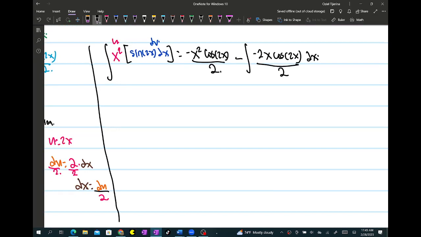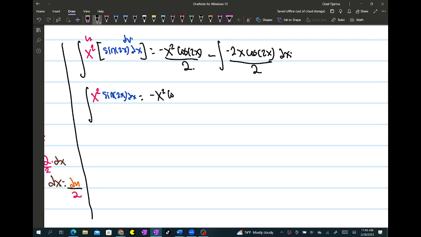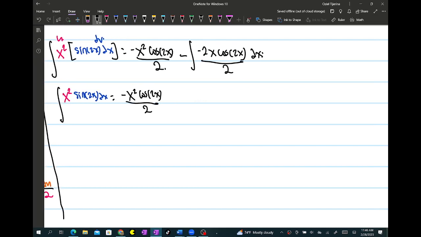But again, I want to do it very slowly because I don't want to confuse anybody, okay? So this is the integral of x squared sine of 2x dx is equal to, so the integral of this is going to be negative x squared cosine of 2x over 2, and we're going to say minus negative 1 times the integral of 2x cosine of 2x over 2, because think about it, there's a negative here and a negative here.